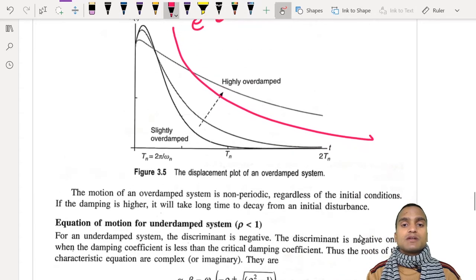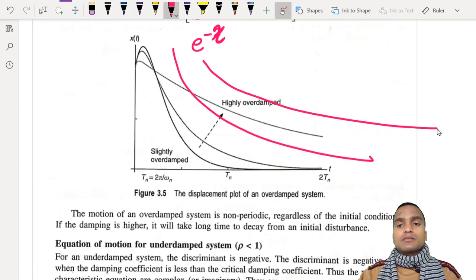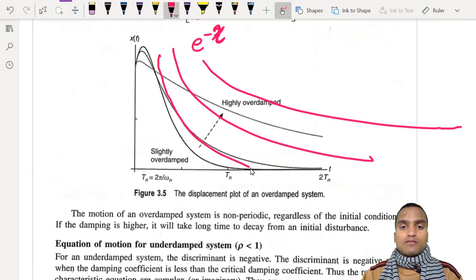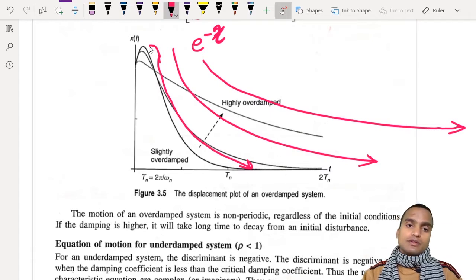This is the displacement plot of an overdamped system, and if we go on increasing damping for a higher damped system, it will decay very slowly. For a slightly overdamped system, it will decay faster. Okay, this is how the graph looks like. And of course all these graphs start from some initial position like this.